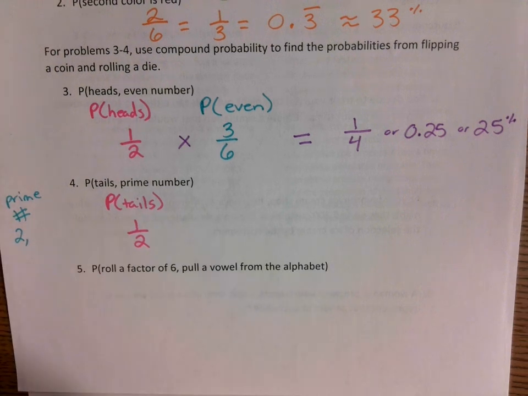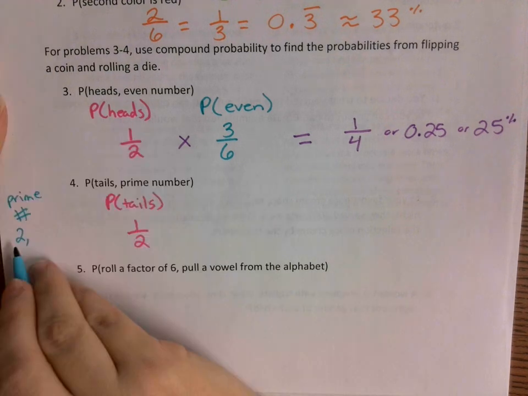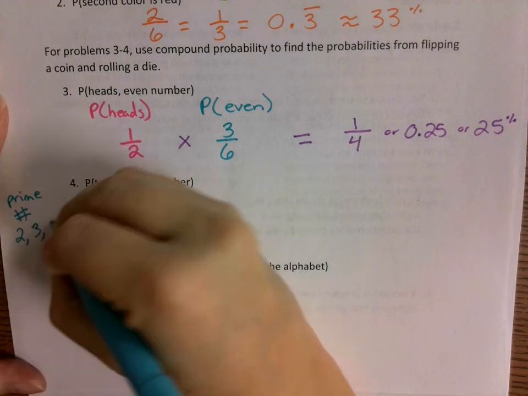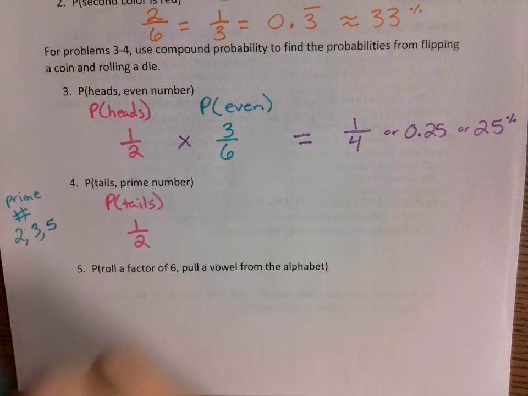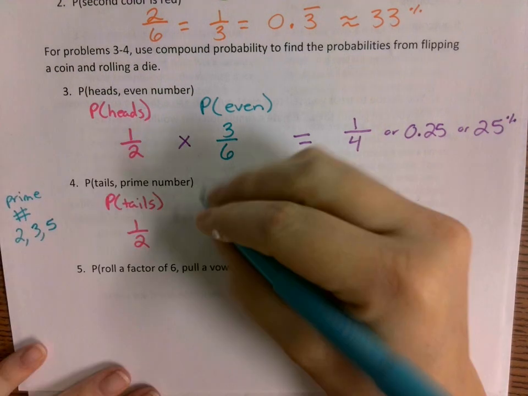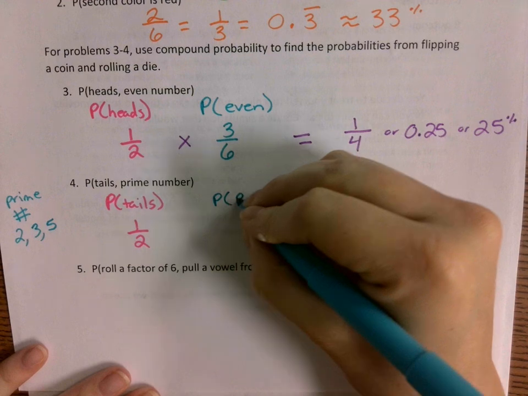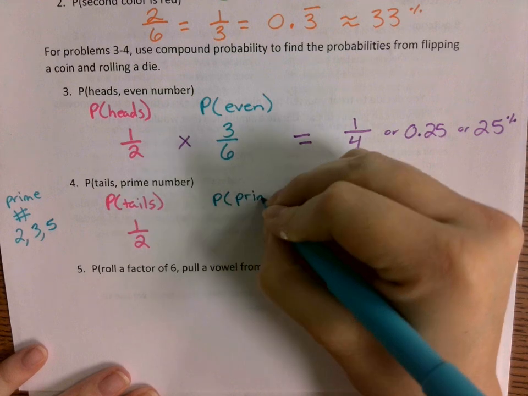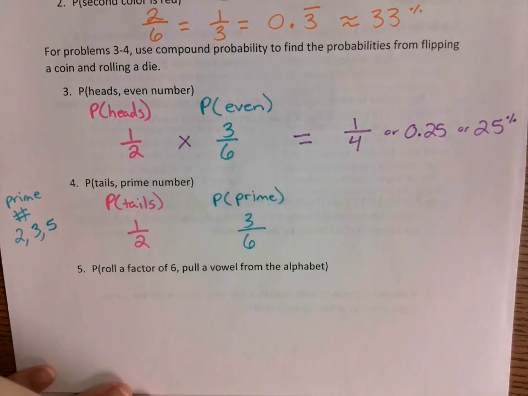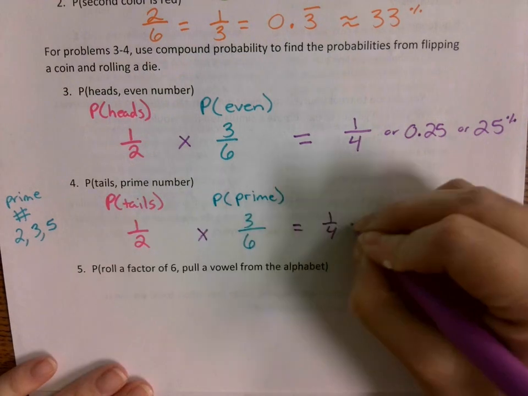So we have 2, 3, and 5. Those are our prime numbers on a die. 2, 3, and 5. So that means that we have a total of 3 prime numbers out of 6. We're going to multiply that, and again, we'll get 1/4, or 0.25, and 25%.